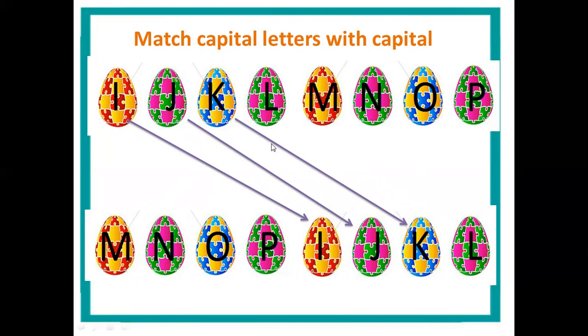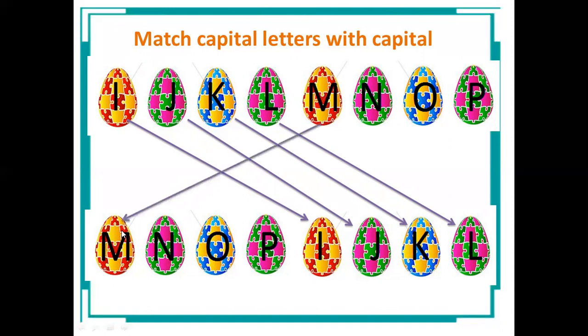Now find out the letter K. This one is letter K? No. Sorry, letter L. Where is letter L? Look here, this one and this one is same, so we will match these two. Okay, this is letter K and this one is letter K. Now after K, the letter M. Where is M? This one? No, this one is letter M and this one is letter M. Well done. Match the same letter.